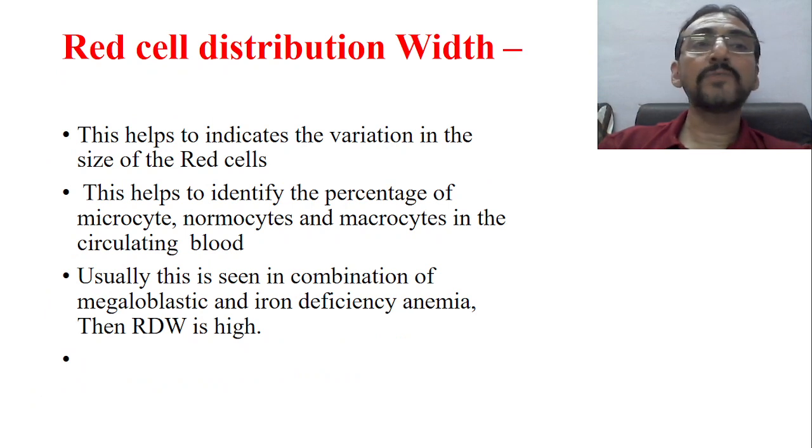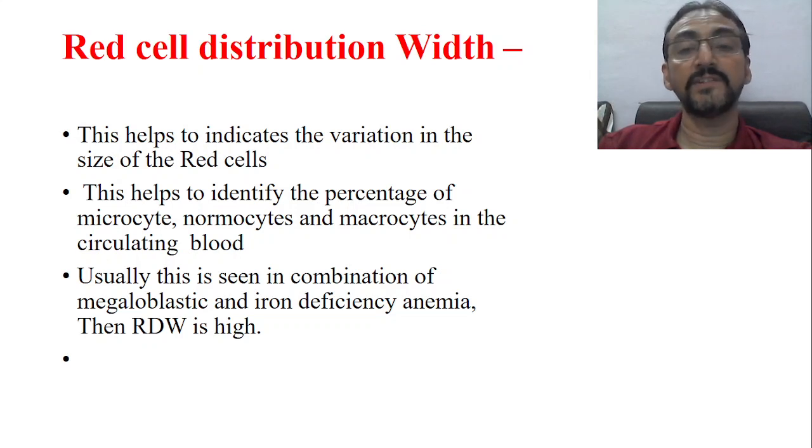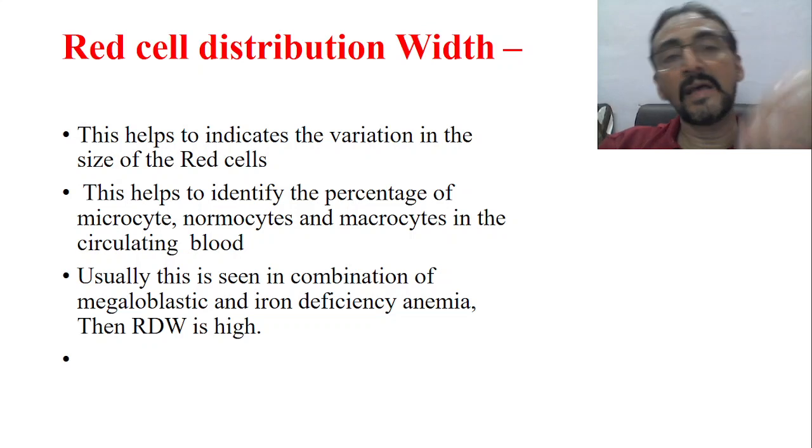Okay, so the last one is red cell distribution width. This helps to indicate the variation in the size of the red blood cells. This helps to identify the percentage of microcytes, normocytes and macrocytes present in the circulating blood. Usually this is seen in combination of megaloblastic and iron deficiency anemia, and then the RDW is high. That we will see in the next class.